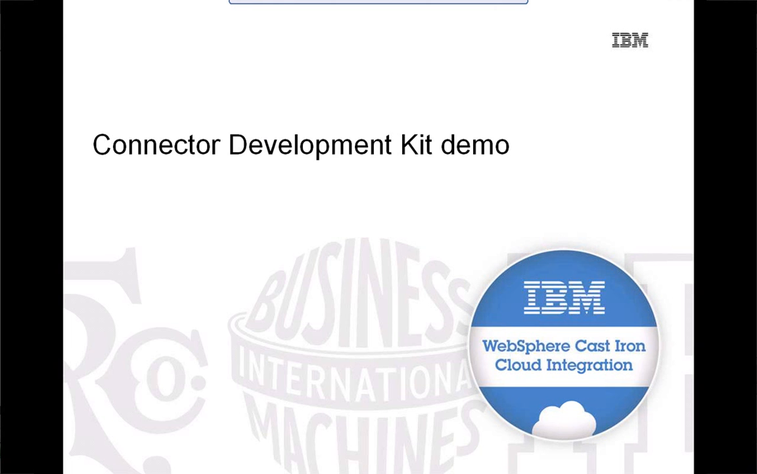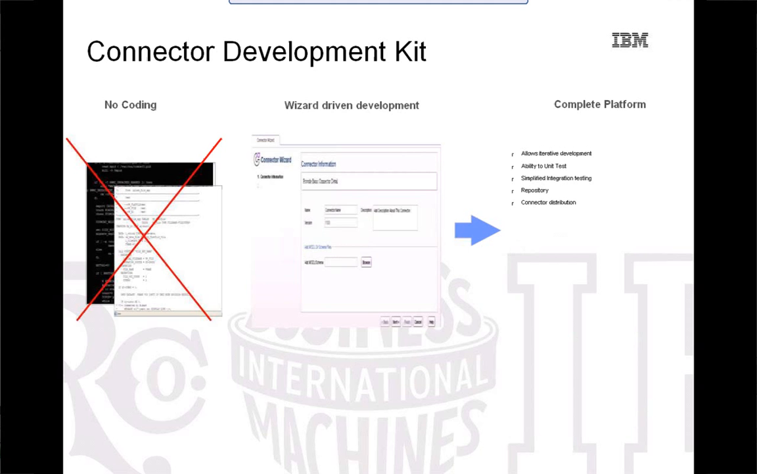Now I'll be showing the Connector Development Kit demo. As I told earlier, the Connector Development Kit is a wizard inside CastIron Studio, which is the tooling environment, and this is used for developing new connectors in CastIron, and for applications which support HTTP and web service and XML as the data model. And there is no coding involved. It's completely drag and drop and wizard driven.